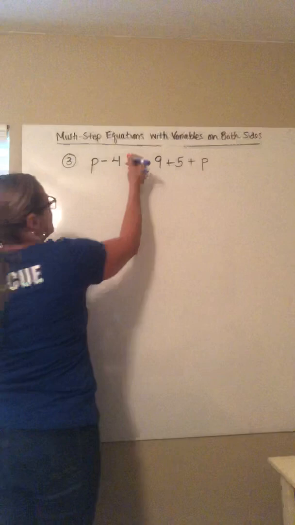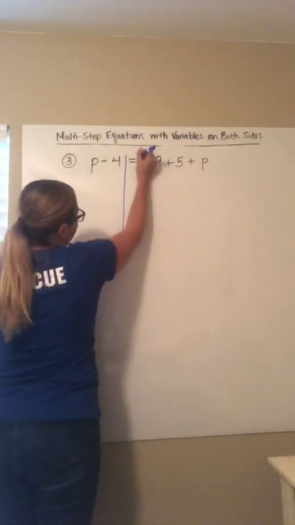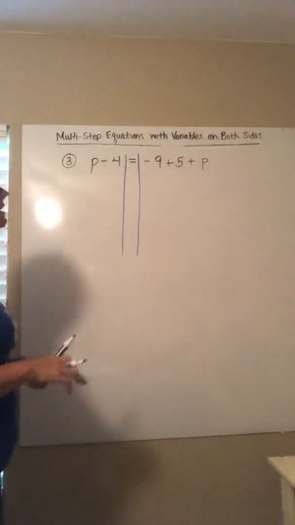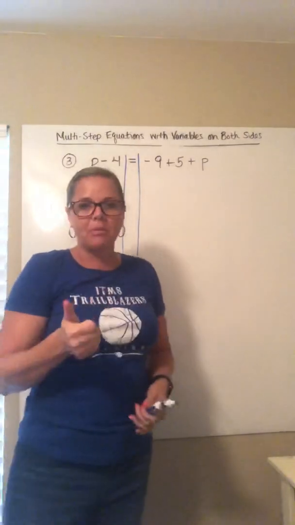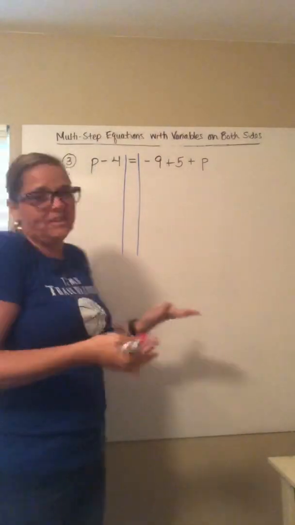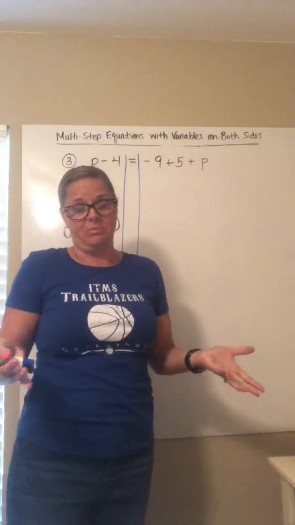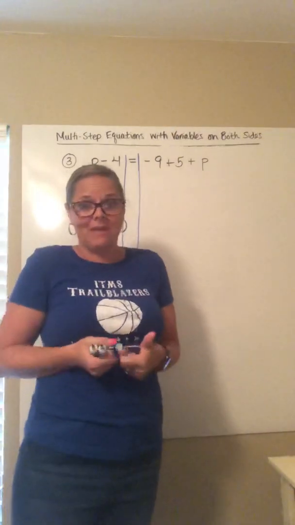So I'm going to start off the way I always do, which is drawing my lane for my equal sign. Step 1 is distributive property. I don't see any parentheses in this problem. I don't have to do distributive property. Yay, less work for me.